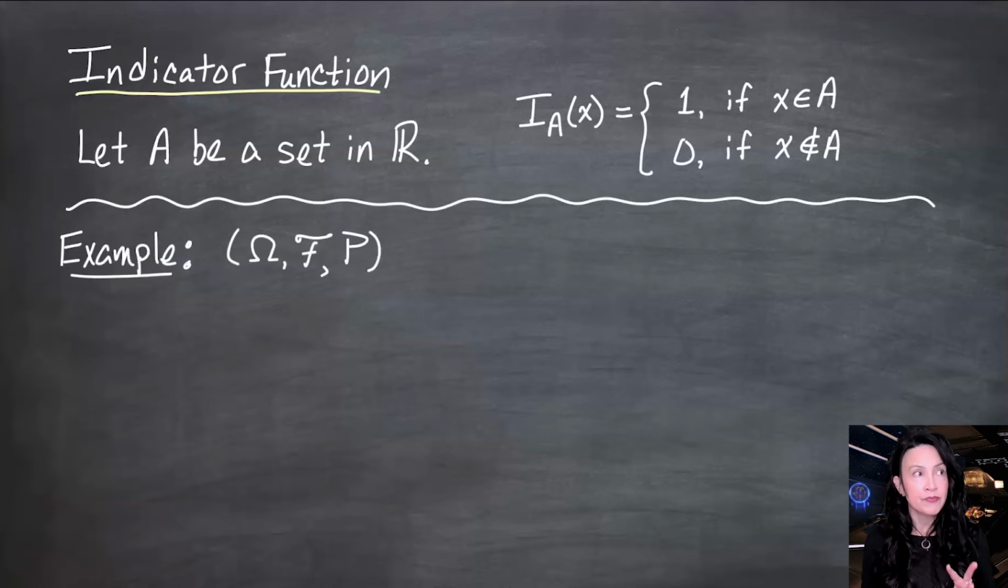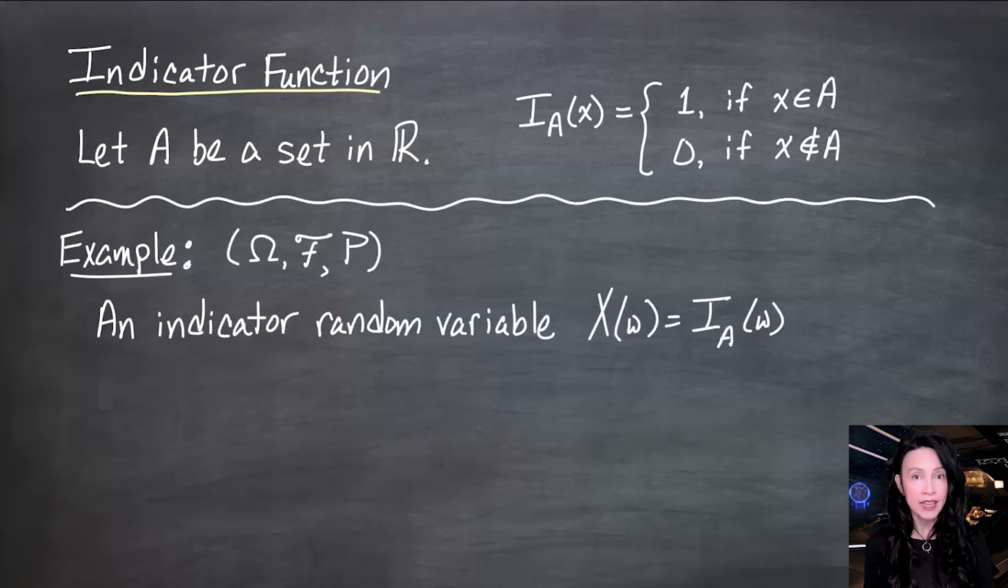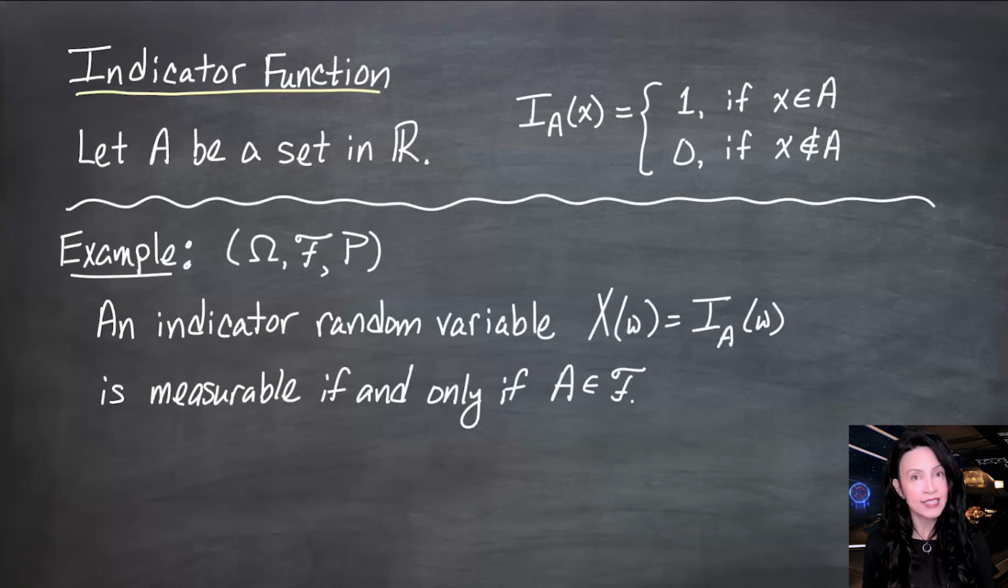This is not the previous A with the heads and tails. It's just a generic set A. And I'm going to define an indicator random variable which takes in values in omega, so X of little omega. I'm going to define that to be the indicator that takes on the value 1 if little omega is in the set A and 0 otherwise. I claim that this is a measurable function if and only if A is in the underlying sigma field F.